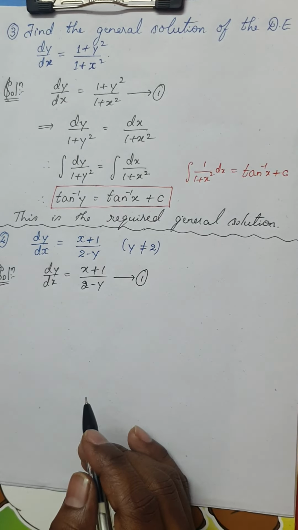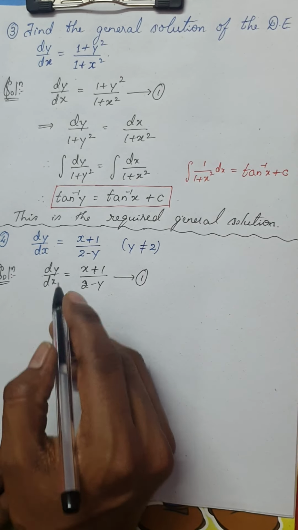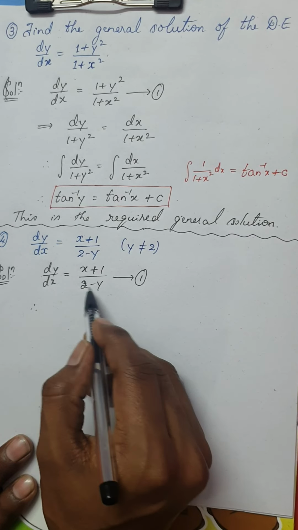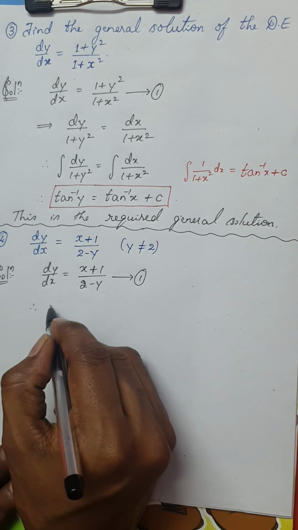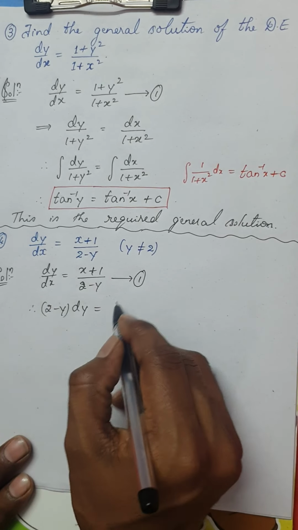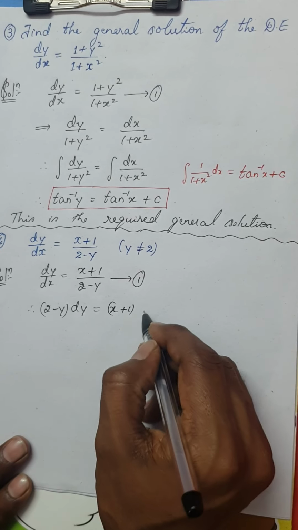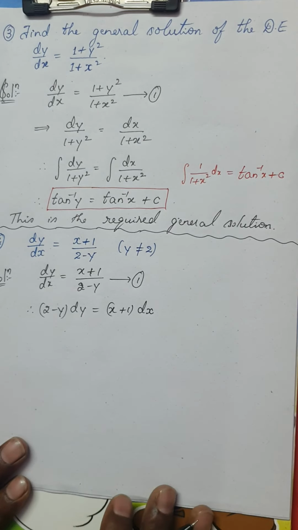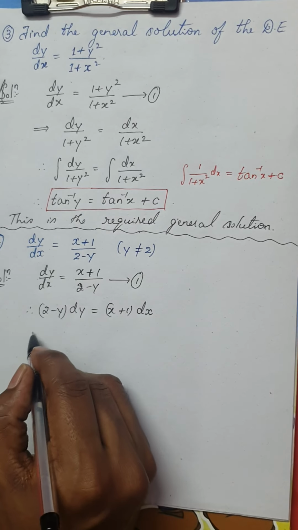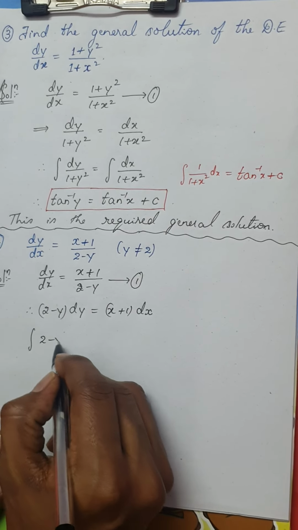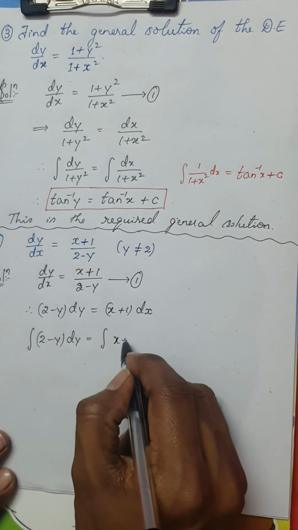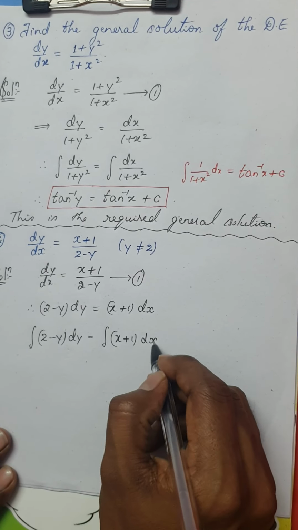Now let me separate the variables because this is variable separable form. Since the y term is in the denominator, let us cross multiply. You will get (2 minus y) dy is equal to (x plus 1) dx. Very simple this is. Just by cross multiplying, the variables are already separated. Now let me take the integral sign: integral of (2 minus y) dy is nothing but integral of (x plus 1) dx.